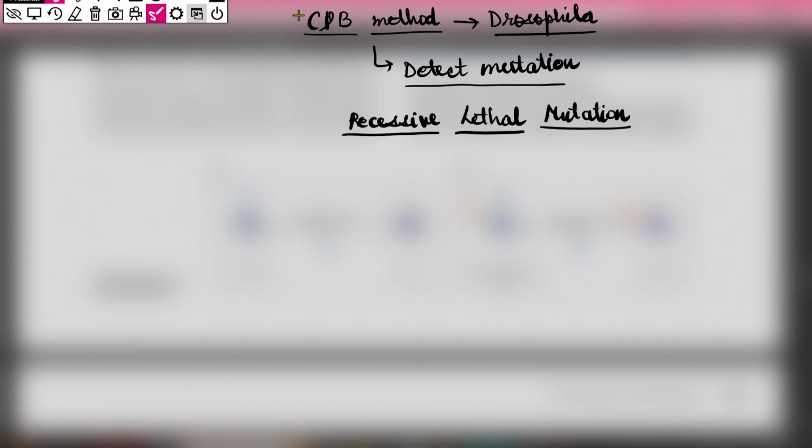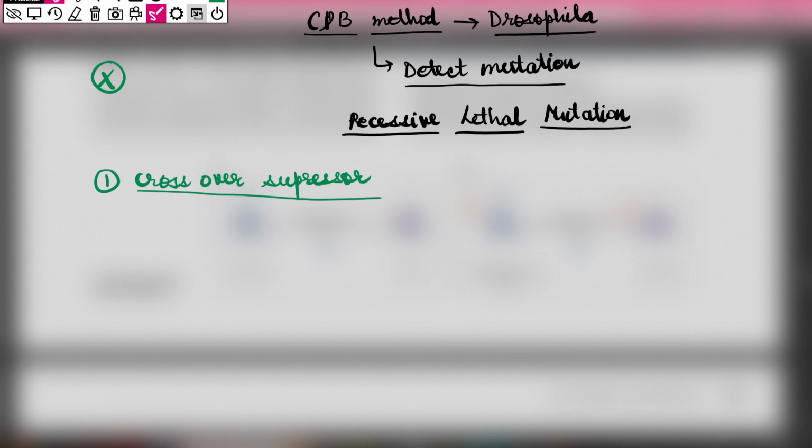First of all, we should decode the meaning of CLB. CLB basically stands for, C stands for crossover suppressor. Now basically there are certain chromosomes in the Drosophila which are called X chromosomes. A normal female will have XX and the male will have XY. There are certain genes present on this X chromosome, which are the lethal genes, recessive lethal genes. In this experiment we are mainly focused upon the X chromosome.